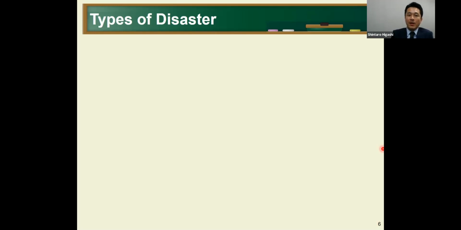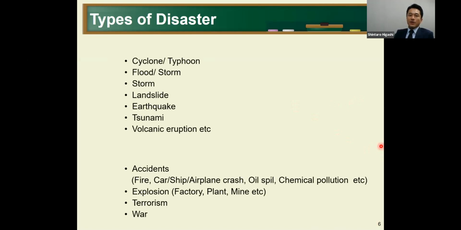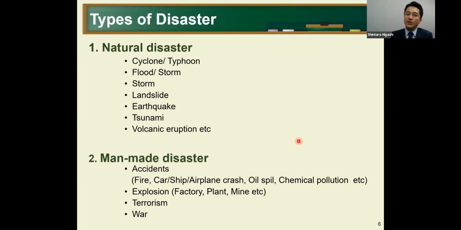Okay. I showed the example of disasters. Could you kindly tell the difference between these two groups? Is it that the upper group is unavoidable and the lower group is avoidable? Is that the difference? Good, almost correct. The first group is natural disaster, and the second group is man-made disaster. Today's lecture is focused on natural disaster.